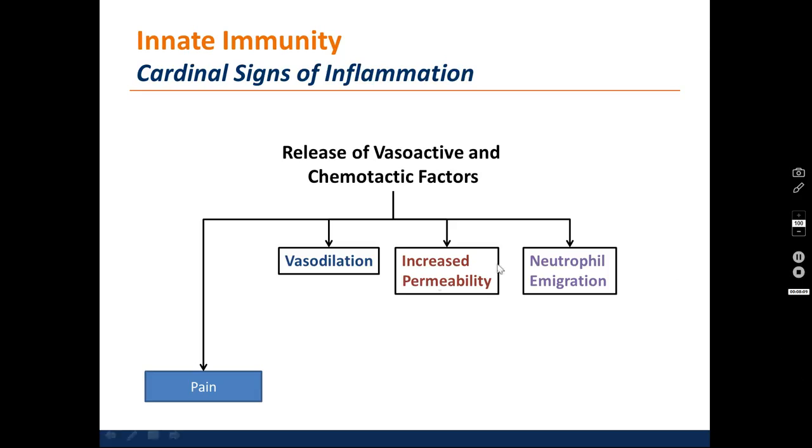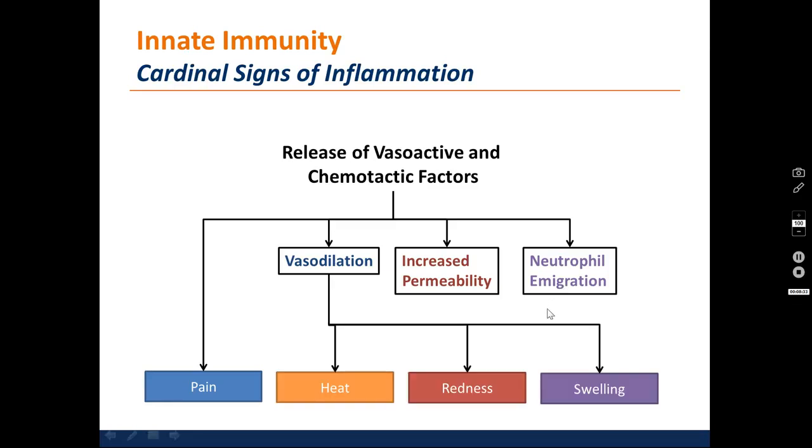So this increases the permeability of the capillary bed, as well as allows neutrophils to emigrate. That means move out of the bloodstream into the tissue. So as the vessels vasodilate, they will become more permeable, and they will allow neutrophils to emigrate out of the bloodstream. And this will result in essentially 4 different cardinal signs of inflammation.